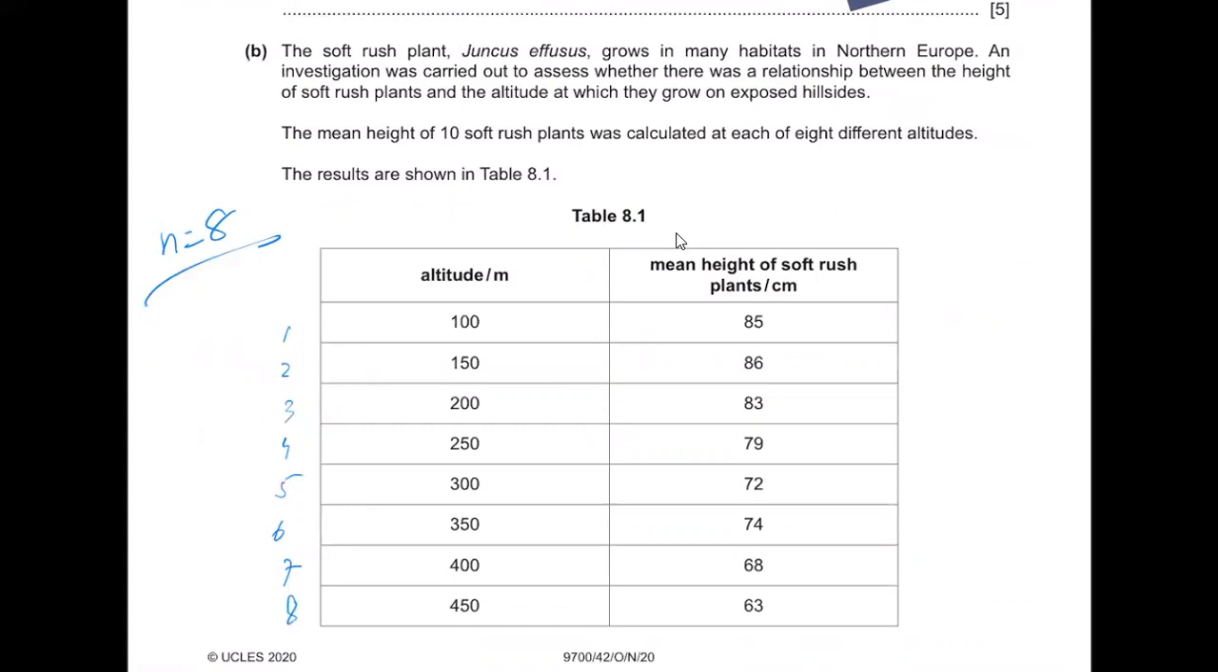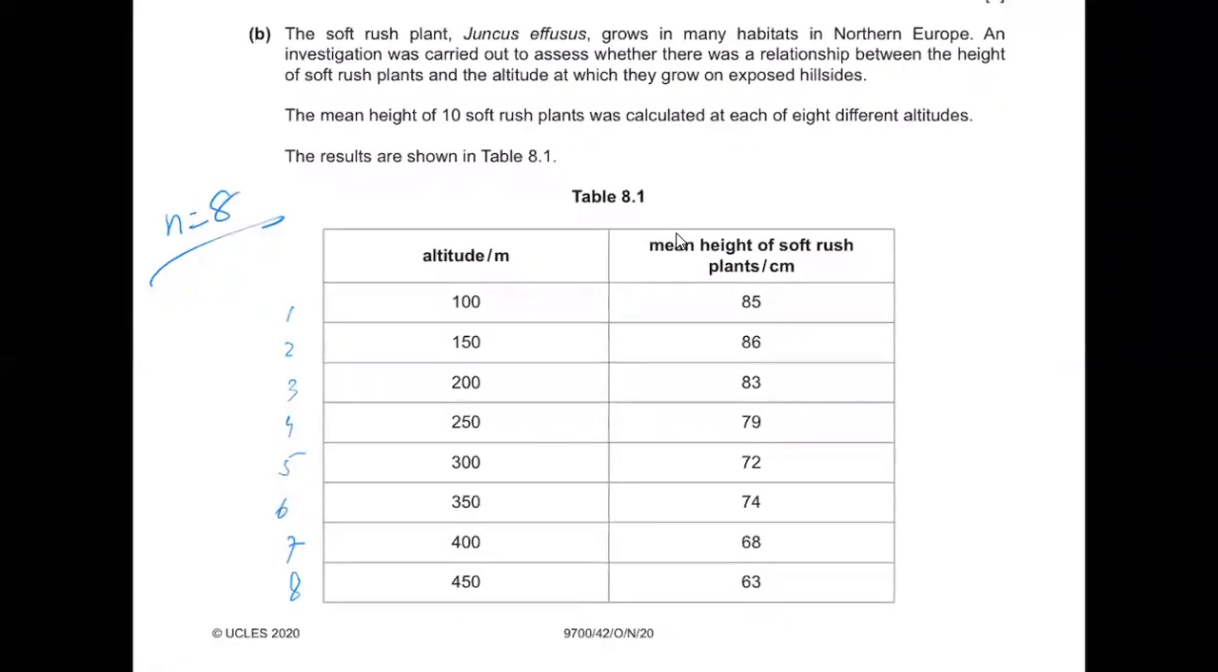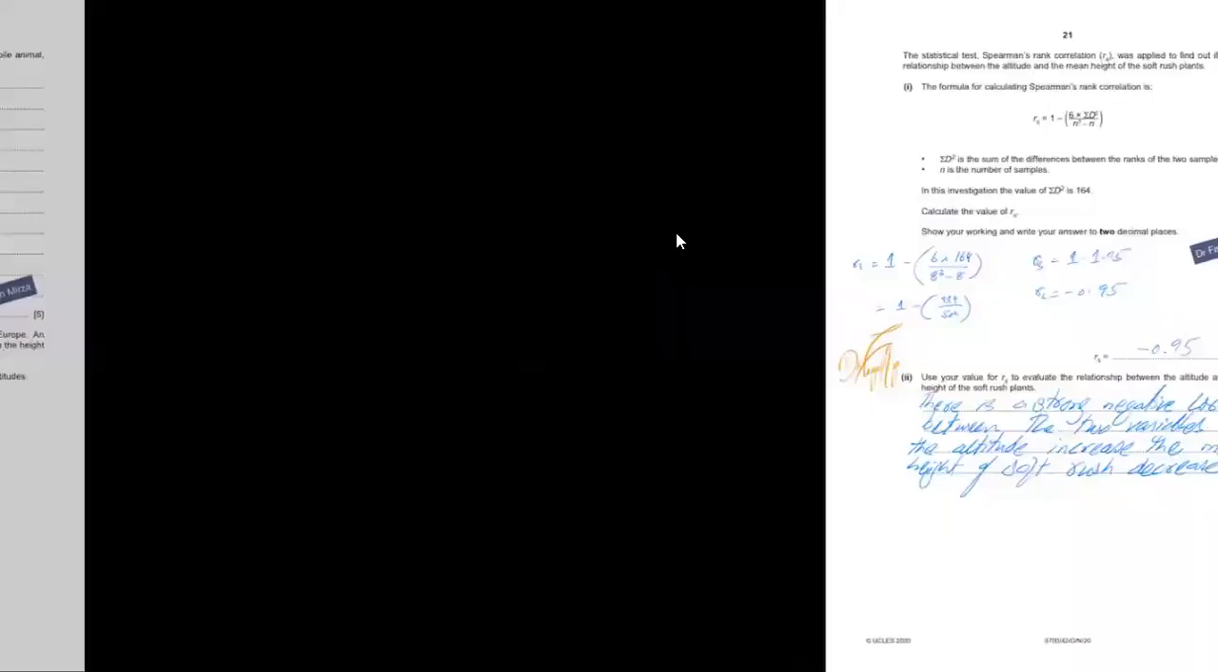Furthermore, they are saying soft brush plants grow in many habitats of northern Europe, and an investigation was carried out to assess whether there was a relationship between the height of soft brush plants and the altitude at which they grow. So there are two variables mentioned here. The height of 10 soft brush plants was calculated at each altitude, and they have taken the mean of 10. The results are shown to you. Altitude is given to you, and you can count 1, 2, 3, 4, 5, 6, 7, and 8. There are a total of 8 measurements given to you. So 8 is your number of observations.